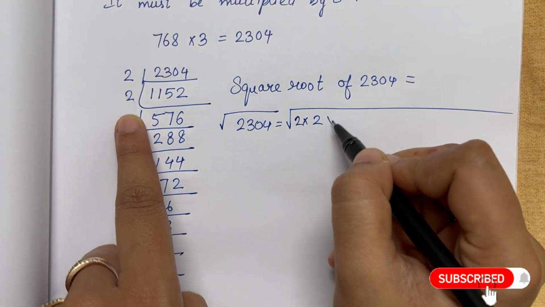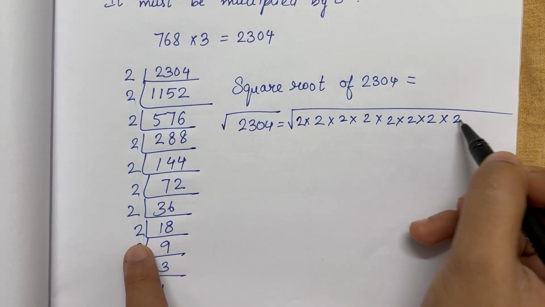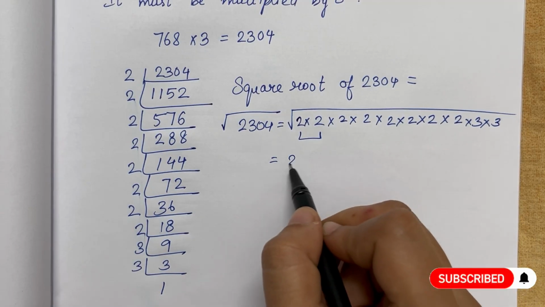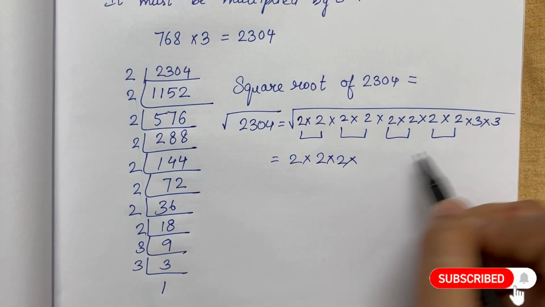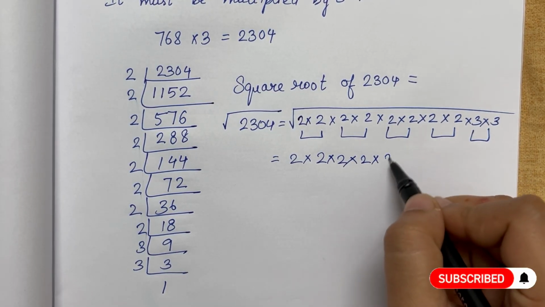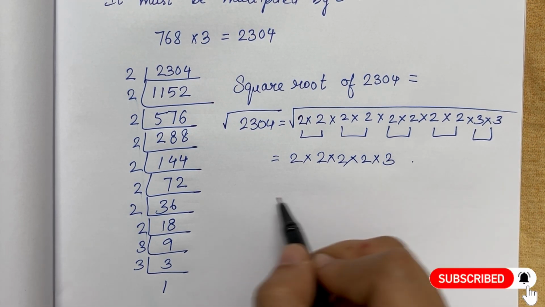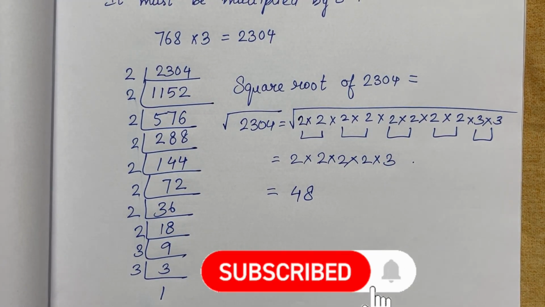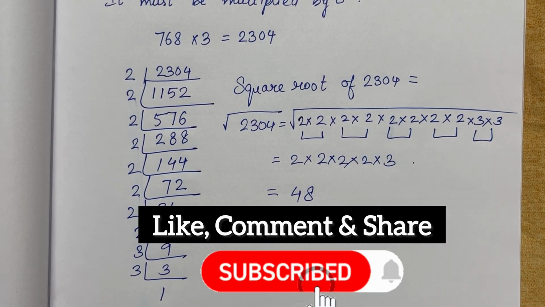So we'll write all the pairs. 2, 2, 2, 2 and 3. So 2 into 2 is 4, 4 2s are 8, 8 2s are 16, and 16 into 3 is 48. Okay, so 48 is the square root of 2304. With this we complete question 5 of exercise 5.3.